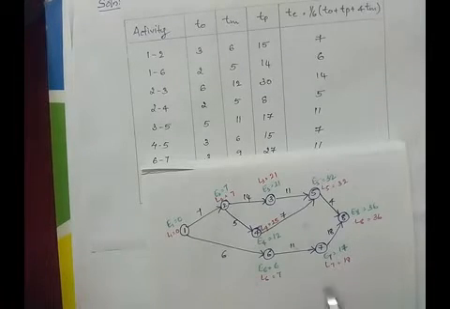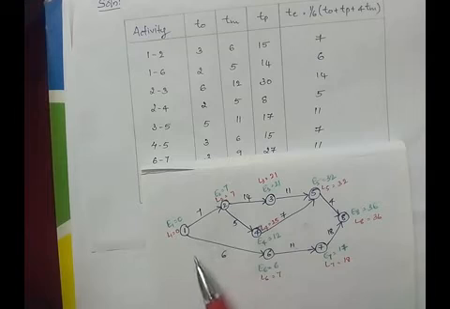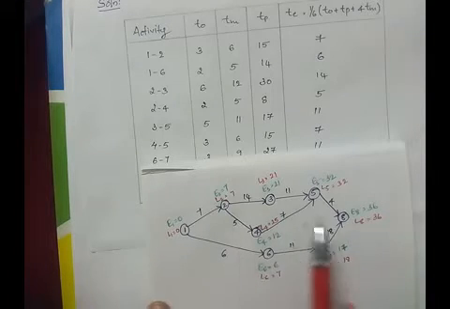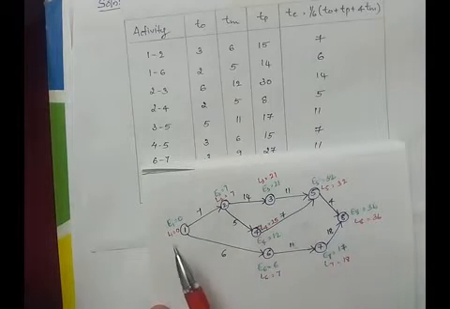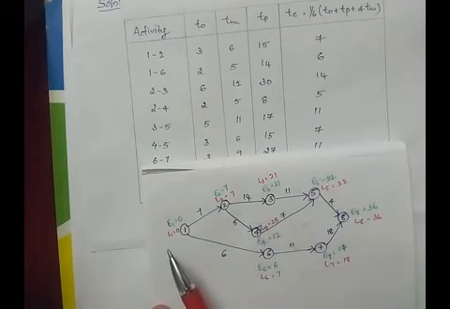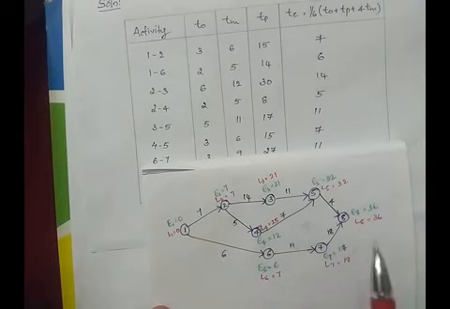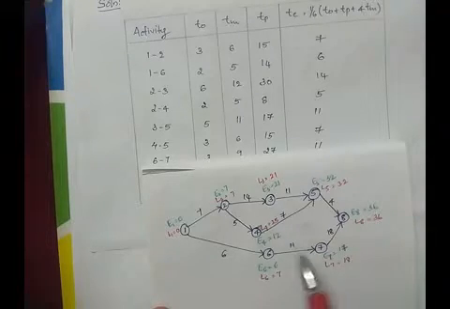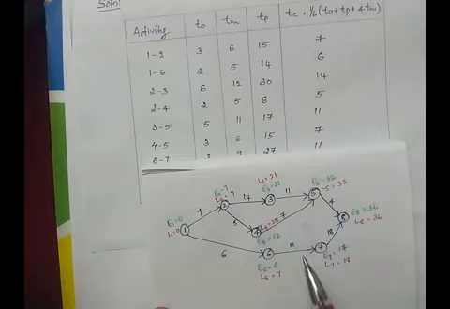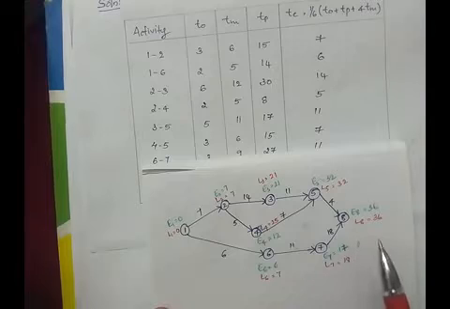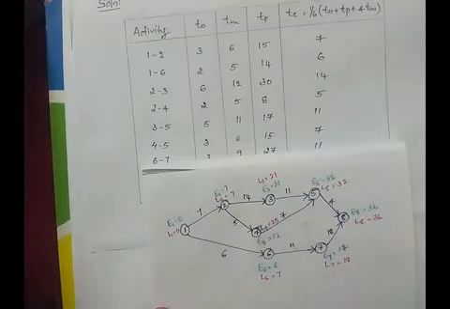So these are the L values of all the events. Now we have drawn a network diagram, and we have found the E value and the L value of each event in the network diagram. Now using these values we can find the total float. So once we have found the total float, the activities for which the float is 0 will give us the critical activities.